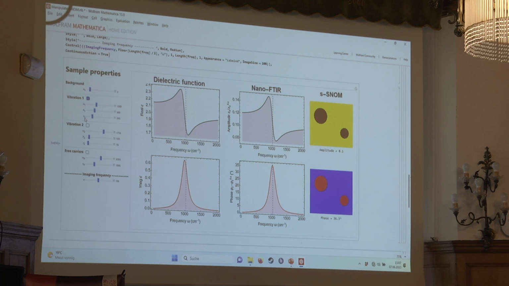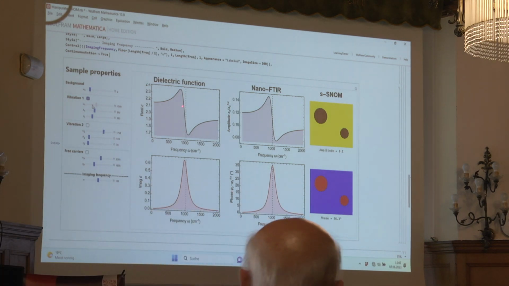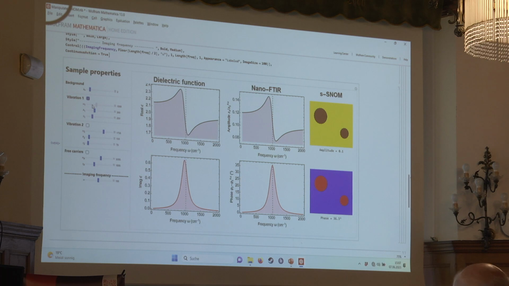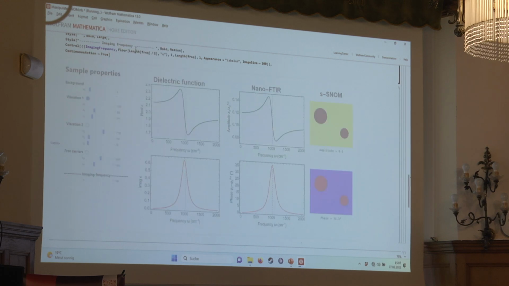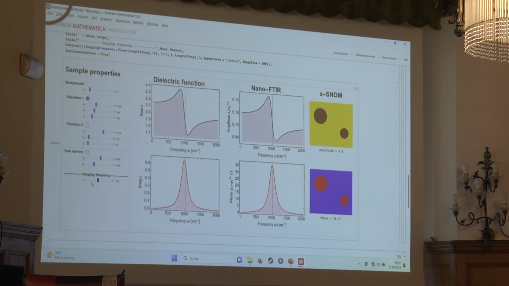So just to demonstrate what we can do, one thing I forgot: this dashed line shows at which frequency that image is taken. So the first thing we can vary is the imaging frequency. Now I hope this will work. This is grayed out. I think I have to run the notebook. It will take a few seconds. And now, hopefully, if I can click here.